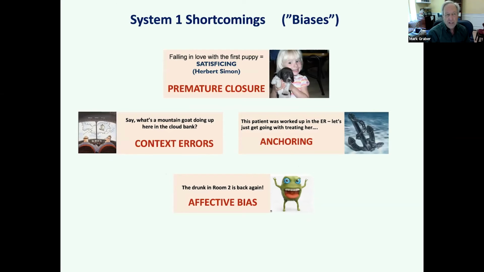The most common one is this one on top. We call it premature closure, but there are many other terms for this, like jumping to conclusions or whatever. And this is like falling in love with the first puppy. Life is short. The minute we've solved that problem, the minute we have the right word for the crossword, the minute we kind of know what the diagnosis is, we are happy, we're moving on. And Herbert Simon got the Nobel Prize for this concept in economics. He called it satisficing, which is a great word, terrific, satisficing. And we do this all the time.